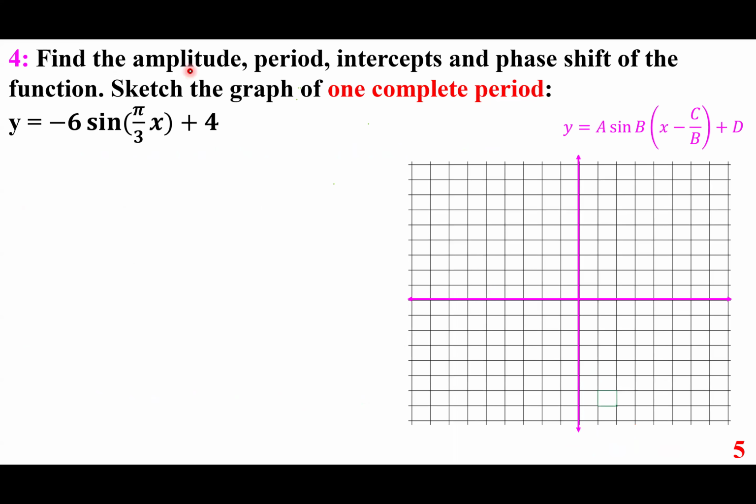Find the amplitude, period, intercepts, and phase shift for the function, and sketch it. y equals minus 6 sine of (pi over 3 x) plus 4. And this is one format to have this in general. So obviously, this is the amplitude. The absolute value of this becomes the amplitude, which is 6.